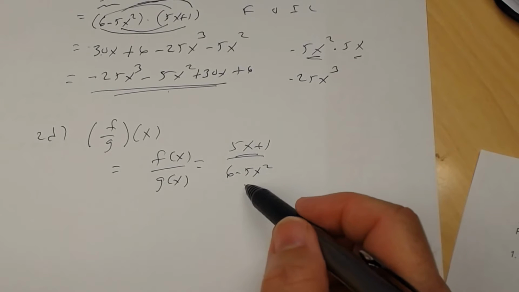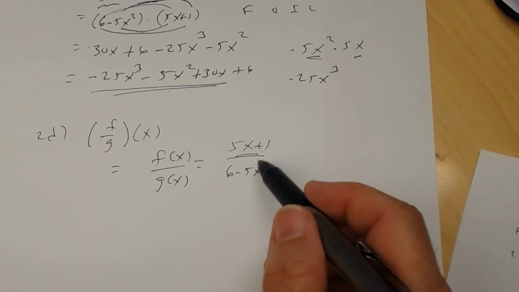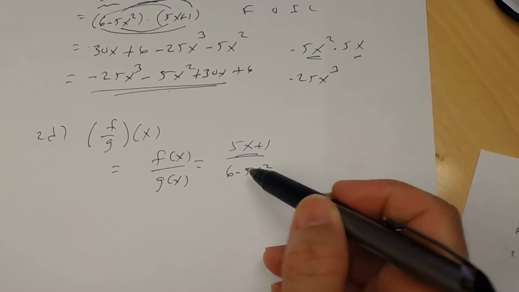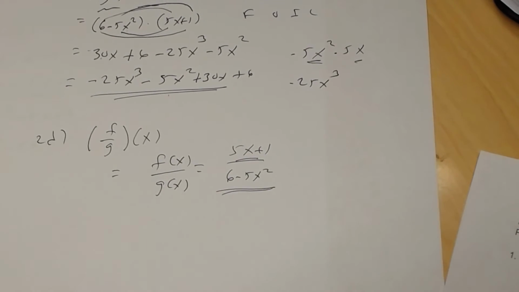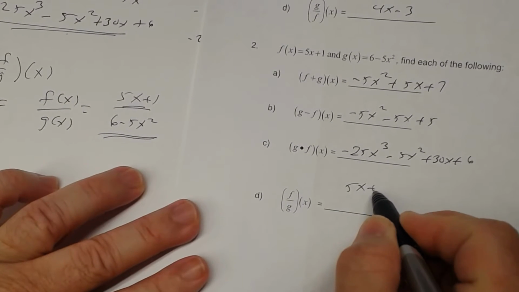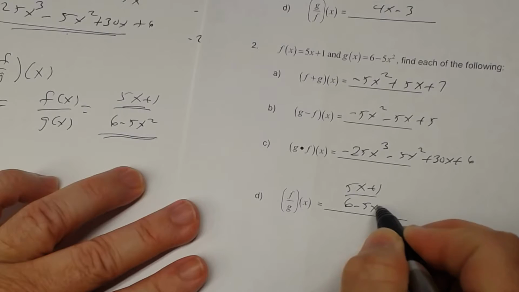Now, I can't factor any of this, so then you're done. All right, so if you could factor, though, you factor to see if you can reduce any common factors. All right, so that would be the answer you would put in the blank. So that would be 5x plus 1 divided by 6 minus 5x squared.